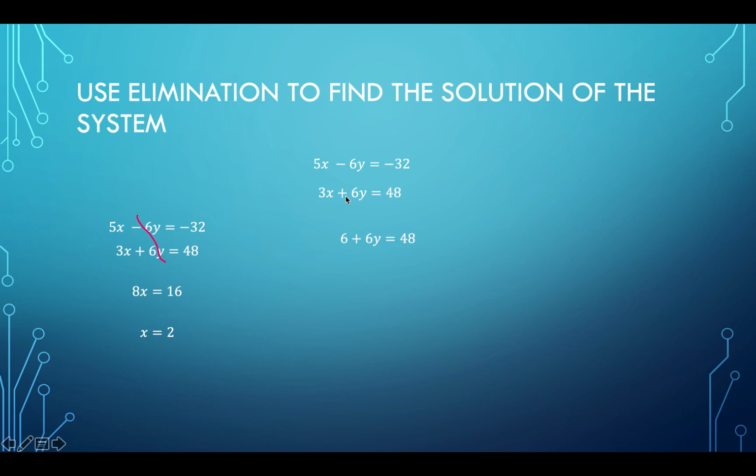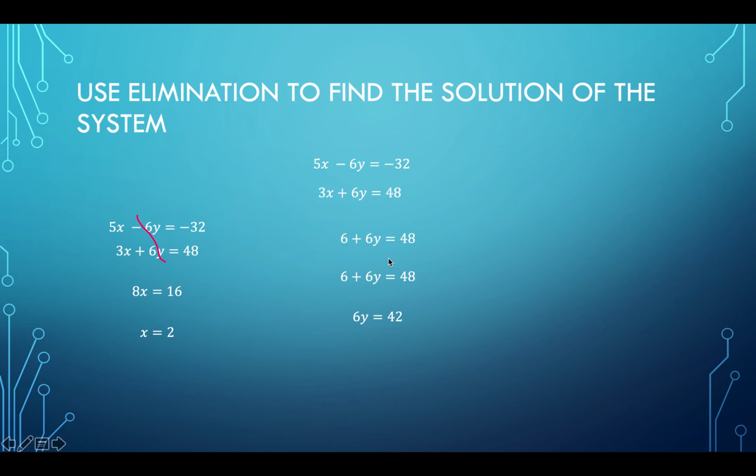So what I like to do is I'm going to use the bottom one. So I do 3 times 2, we get 6. And then we just rewrite the equation, plus 6y is equal to 48. So we have 6 plus 6y is equal to 48.